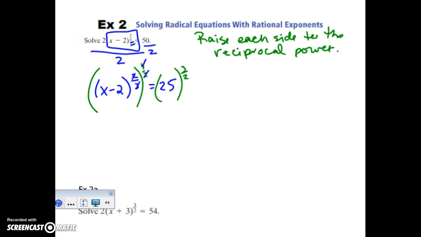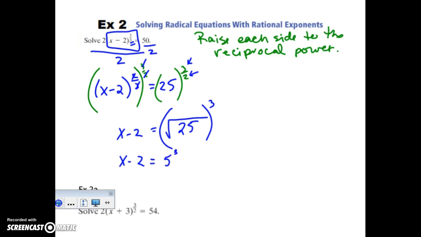the exponents will reduce, and I get x minus 2 on the left, and on the right, remember the bottom is a root, and the top is an exponent. So I have the square root of 25, and then the 3rd power. So I can actually put the 3rd power on the outside or inside of the radical. I did it on the outside because I know what the square root of 25 is. So that gives me x minus 2 equals 5 cubed. The square root of 25 is 5. I'm going to take the cube of 5, so x minus 2 is 125.